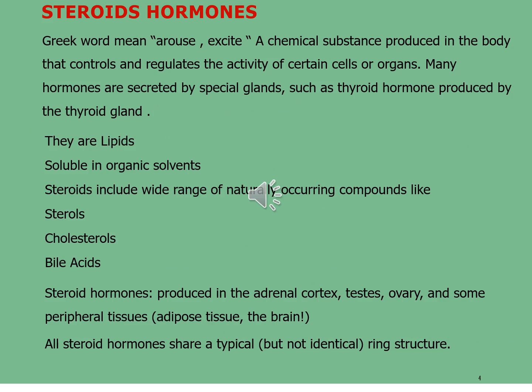However, before going to discuss the basic concepts of the steroid hormones, here I will let you know the general overview of the steroids. Steroids are lipids. They are soluble in organic solvents. Steroids include a wide range of naturally occurring compounds like sterols, cholesterols, and bile acids. Steroid hormones are basically produced in the adrenal cortex, testes, ovary, and some peripheral tissues, that is, adipose tissues and the brain.